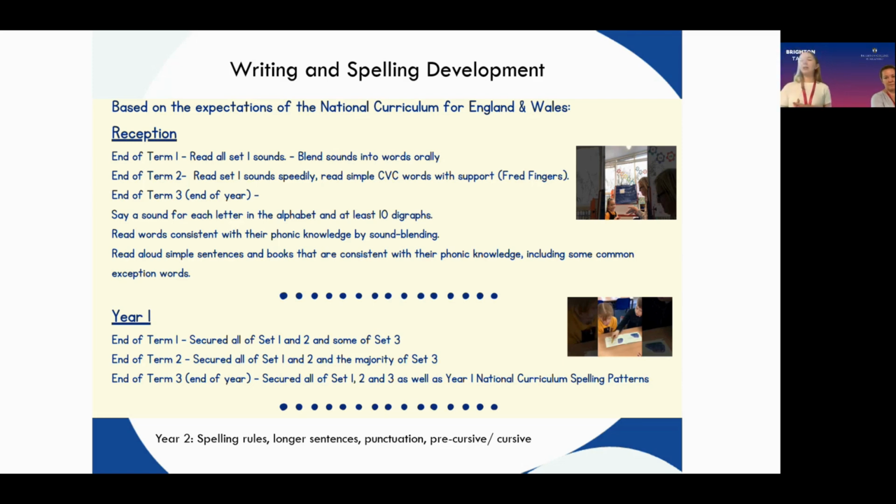So through reception, the children are learning the set one sounds. Again, we avoid using the letter sounds just to avoid confusing them. Children are then using Fred Talk to blend simple CVC words. And then by the end of reception, they understand the set one sounds and should know about 10 digraphs, which would be the simple ones, sh and ch, those kind of ones. By year one, they're then moving through set one, set two, and some of set three. By the end of year one, ideally, they would have finished the set three sounds.